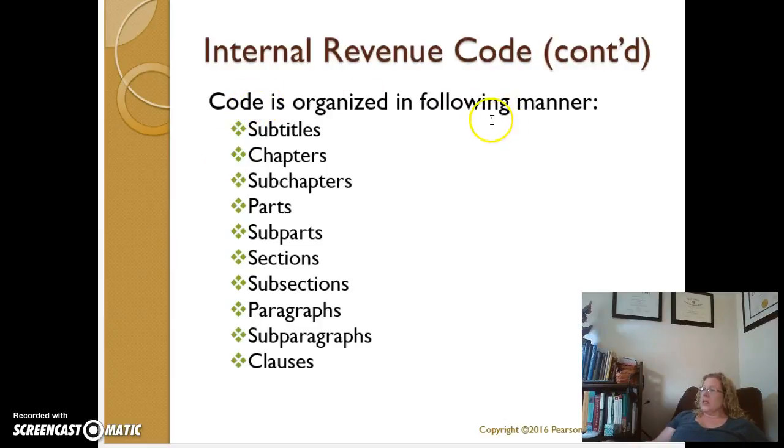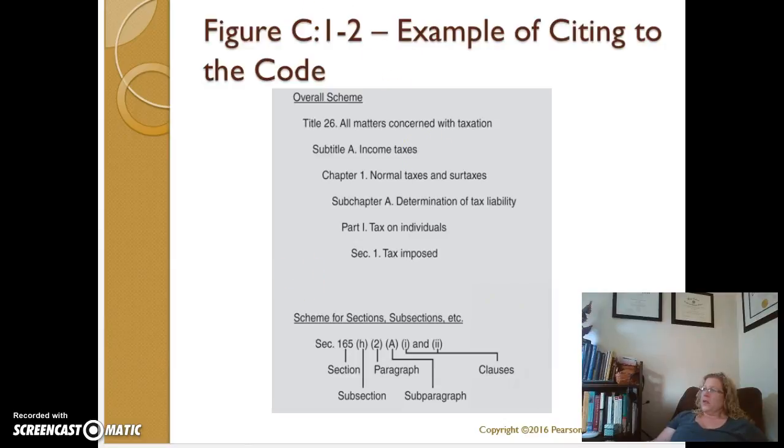The code is organized in the following manner. You have subtitles, chapters, subchapters, parts, subparts, sections, subsections, paragraphs, subparagraphs, and clauses. So this is an example of citing to the code. You have Title 26. This is all matters concerned with taxation. Subtitle A is income taxes. Chapter number 1, normal taxes and surtaxes. Subchapter A, determination of tax liability. Part 1, tax on individuals. And Section 1, the tax imposed.